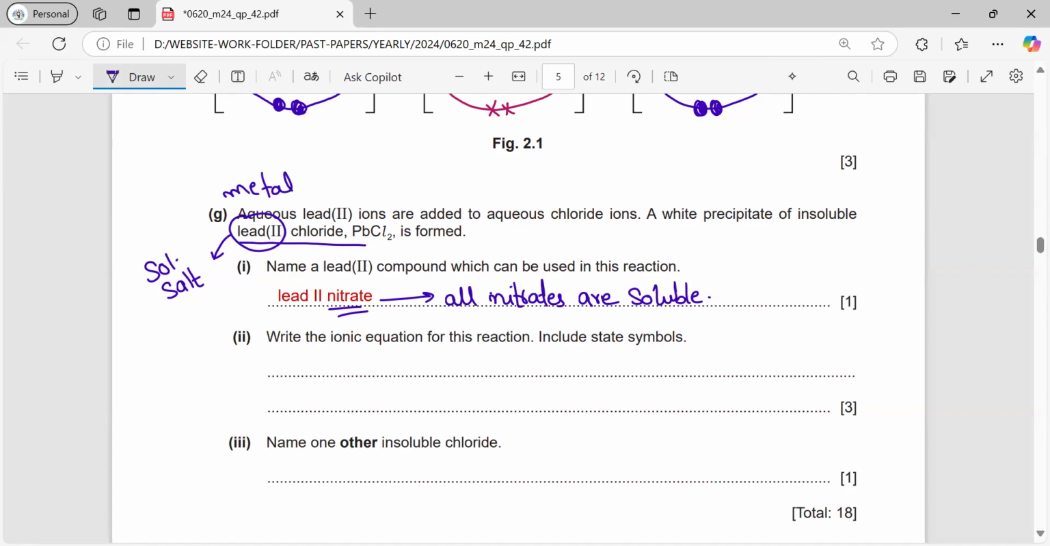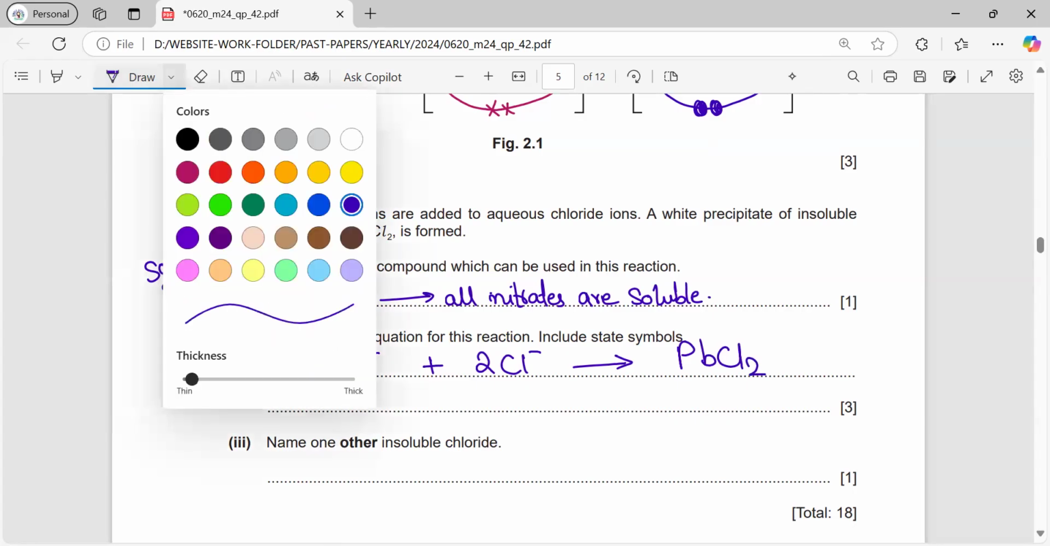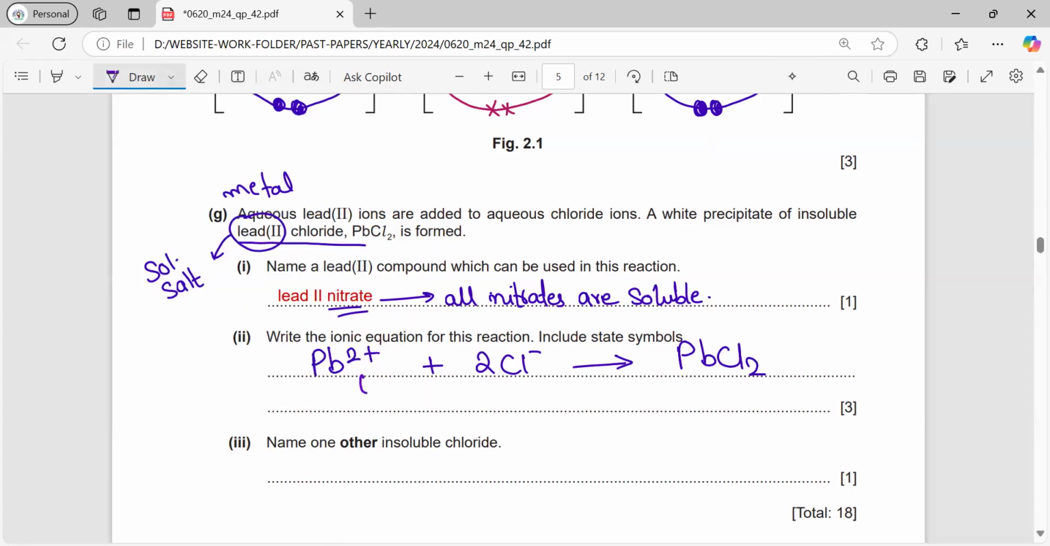Then you have to write the ionic equation for this reaction. Now, the ionic equation for this reaction will be, because we have to make lead 2 chloride, so we will write lead 2 plus and 2 chloride ions, and they will give lead chloride, PbCl2. We'll write the state symbols also. We have to include state symbols. The ions are always aqueous, and lead chloride is solid.